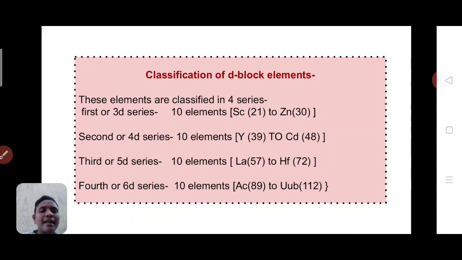The fourth series, that is the 6D series, also contains 10 elements. They are present from actinium to eurobium. Actinium has atomic number 89 and eurobium has atomic number 112. So in this way there are a total of 40 elements in the D block of the periodic table, and the D block has 4 series: 3D series, 4D series, 5D series, 6D series. So this is the bifurcation of 40 elements in the D block of the periodic table.